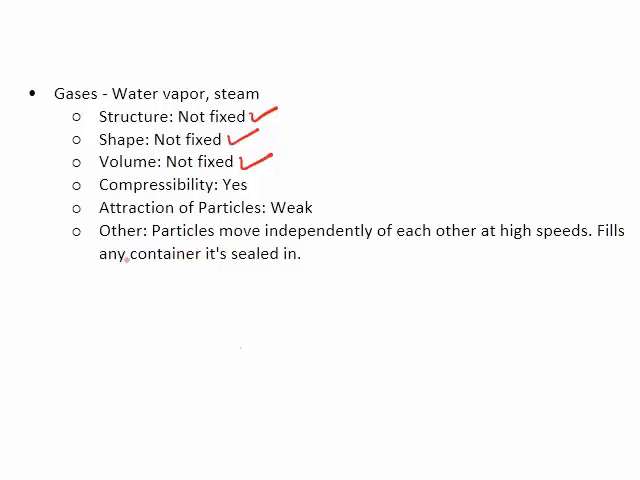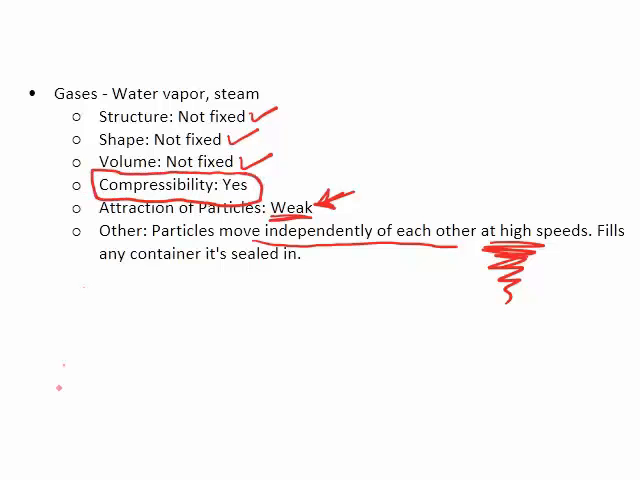Why? Because the attraction of the particles is weak, extremely weak. That's why the particles move independently of each other at really, really high speeds. They fill a container, and they are sealed in. Now, let's look at compressibility. Gases are extremely compressible. You can take a gas, seal it in some kind of container, and then push down on that container and you will be able to compress the gas.